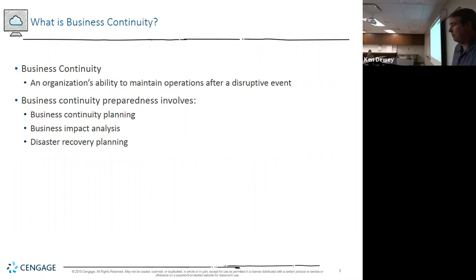Can you imagine if something happened at Rose State and we didn't have the ability to continue to function? Like right now, that would kind of suck. We'd be out, we have what, 2 weeks left, 3 weeks left? Wouldn't be good. So it involves continuity planning, impact analysis, and recovery planning. We're going to talk about all three of those.